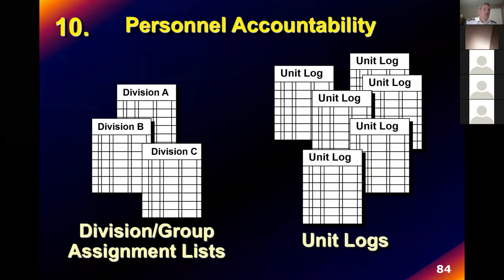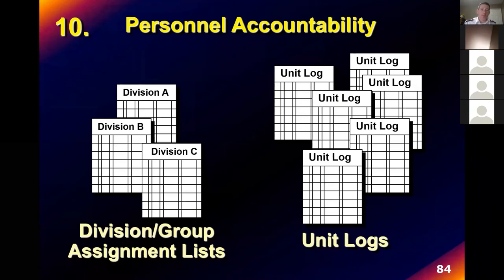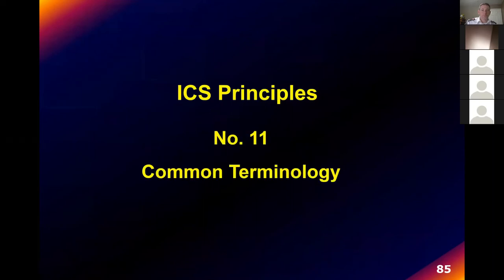So with personnel accountability, you might have division or group assignment lists, there might be unit logs. So with the division, what that identifies is active resources in the operations section. The unit logs identify personnel assigned to the ICS organizational elements. So, who's in the operations section in the EOC.